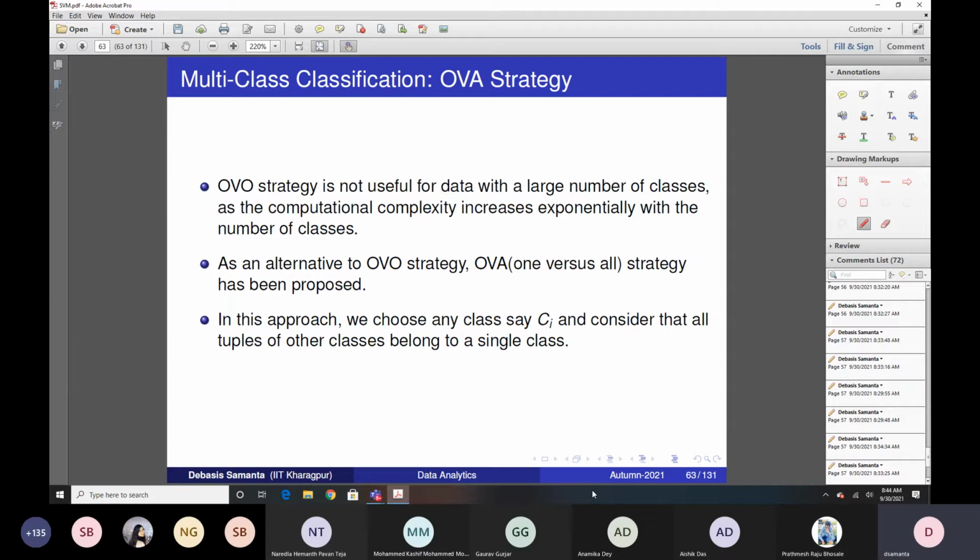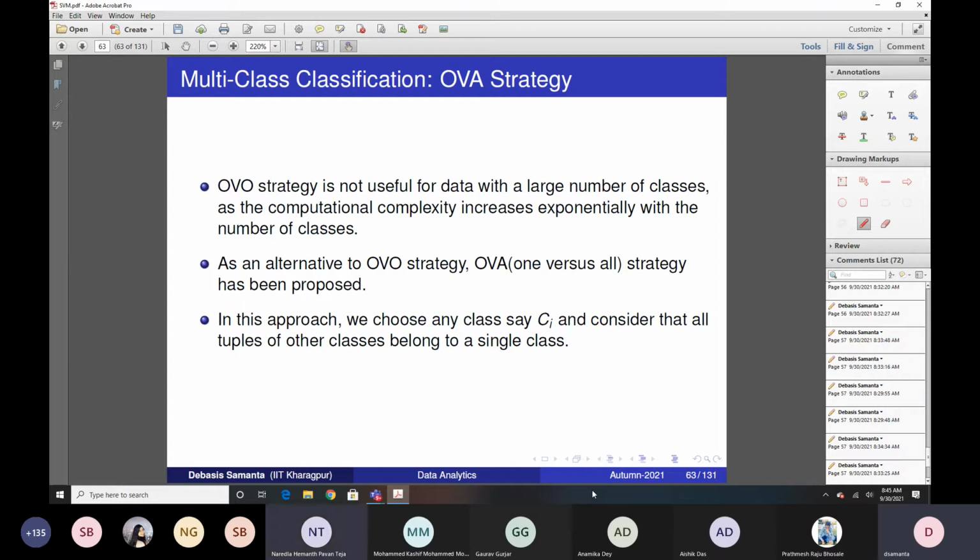What is the idea? You take any one class, say i. Then take all the training data belonging to class i, and all other training data belonging to classes other than the ith class, make them another single class. You just change the class label of all the data which belongs to other than the ith class. So it becomes a 2-class problem, and then we can have a decision maker delta i(x) corresponding to that hyperplane.